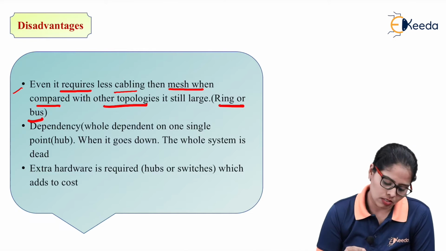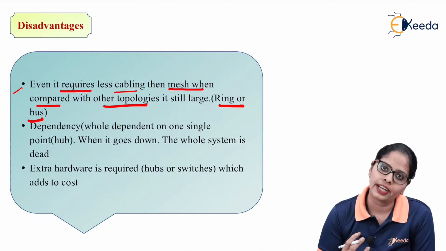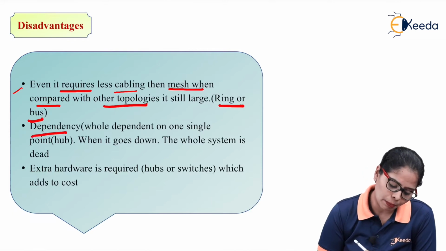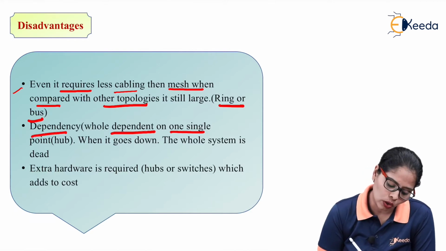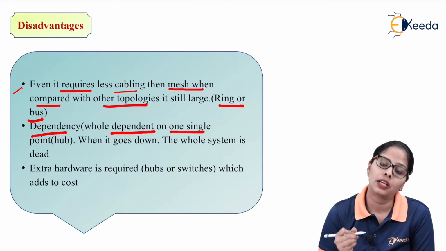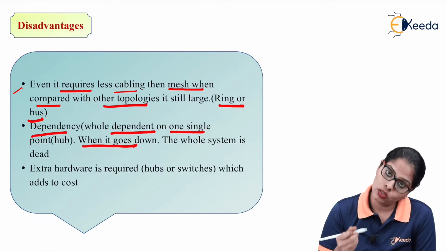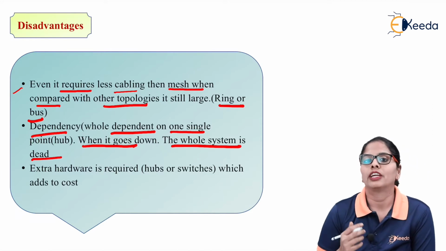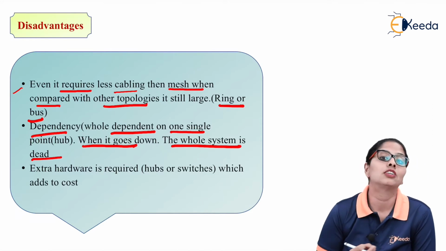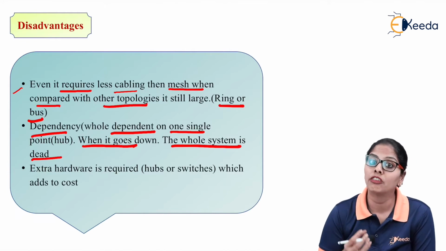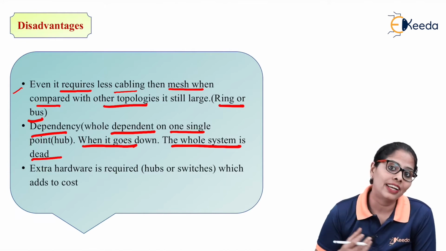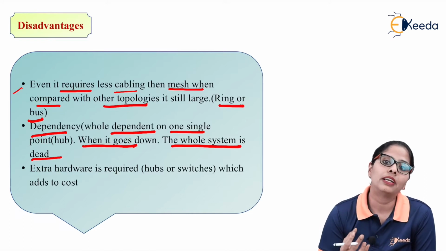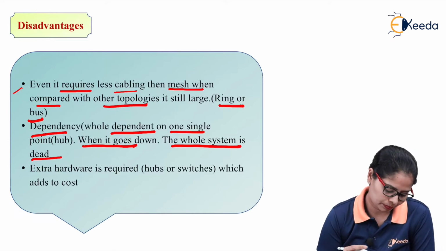Next is dependency. As you know, my whole network depends upon the hub. So here the whole network is dependent on a single point, that is nothing but the hub. When it goes down, the whole system is dead. See now, if any one link is down, it does not affect my communication. But if my hub is down, then the entire communication is affected. So the entire dependency is on the hub.